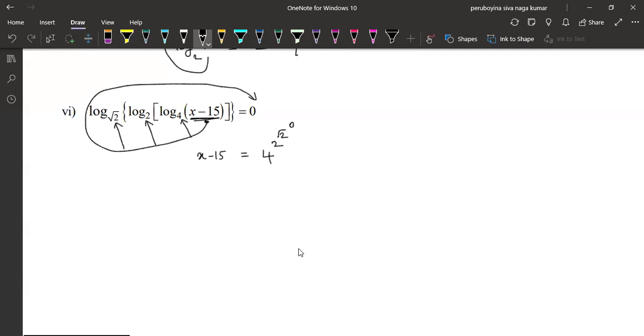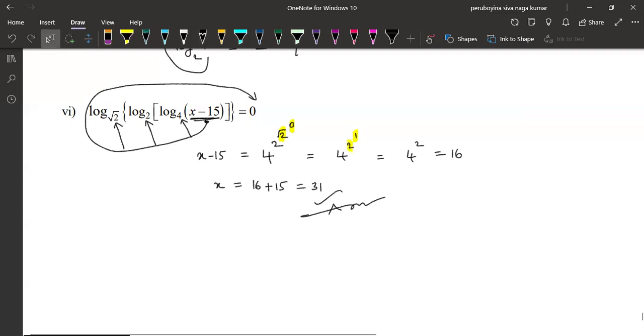So from the top, we are calculating pairwise. Two numbers we are solving from the top. Okay. So 4 square and root 2 power 0, it is 1. And again solve pairwise. 2 power 1, you know it is 2. And 4 square, you know it is 16. And we will send this minus 15 to the right side. 16 plus 15, of course, it is 31. This is the answer. In this way, we can solve using the Scorpion technique.